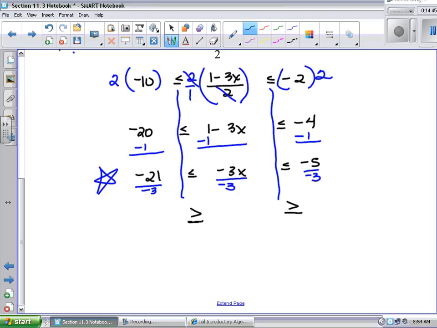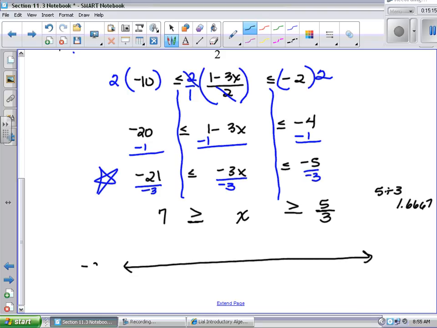And here I'm going to get negative 21 over negative 3 is 7. Get x by itself in the middle. And negative over negative makes this positive, but 5/3 I can't reduce. What I can do is 5 divided by 3 on my calculator, and it will tell me it's 1.6667. So I'll know approximately where it is on my number line.